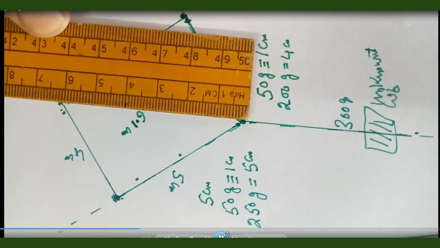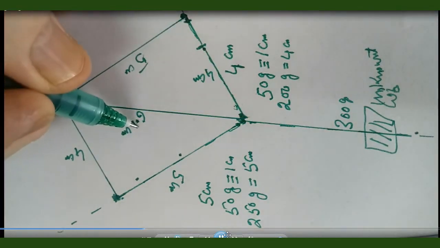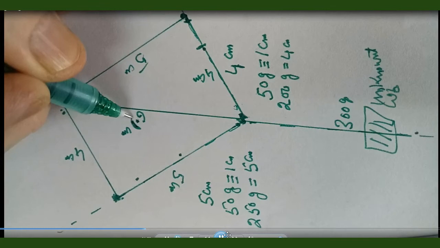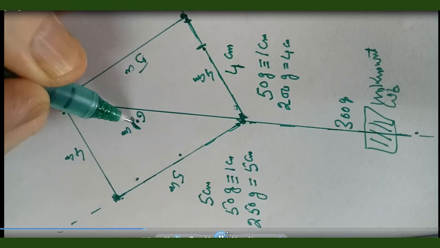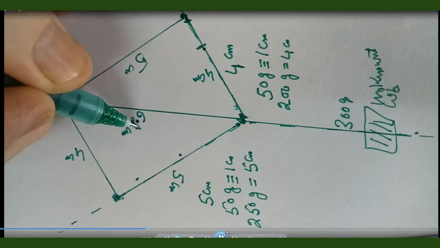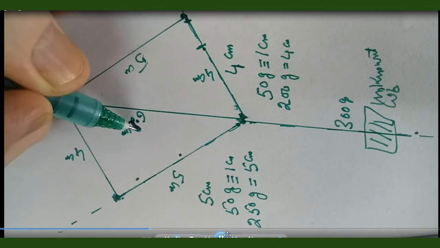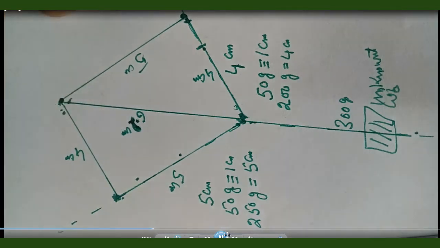It seems 6.1, but actually it is 6.2 centimeter. So it's not actually 6.1, but 6.2. So we make a correction for this value. So this is 6.2.